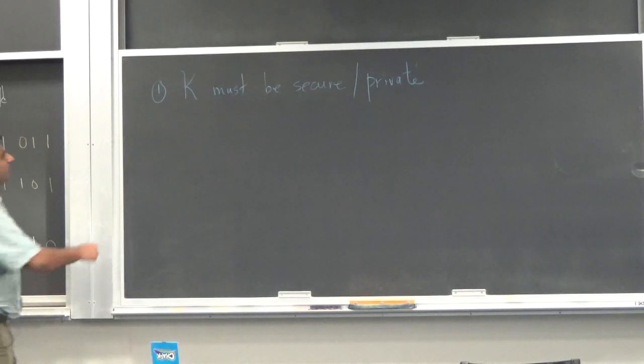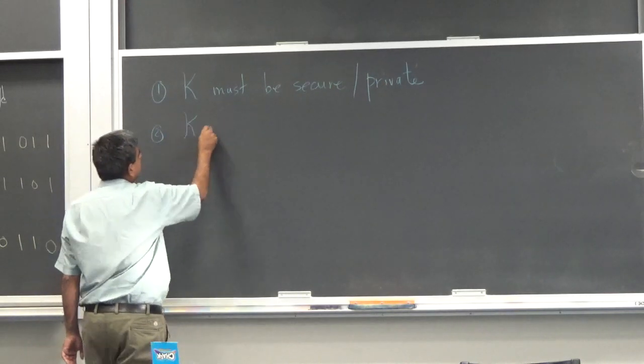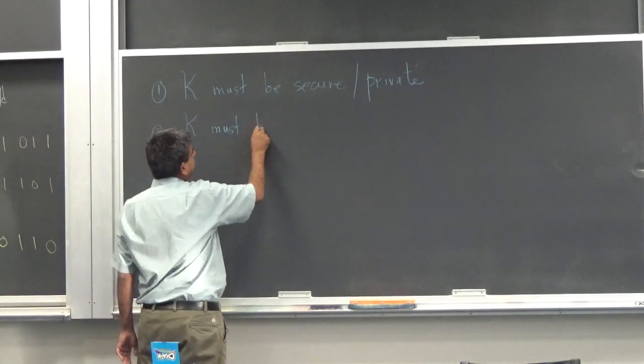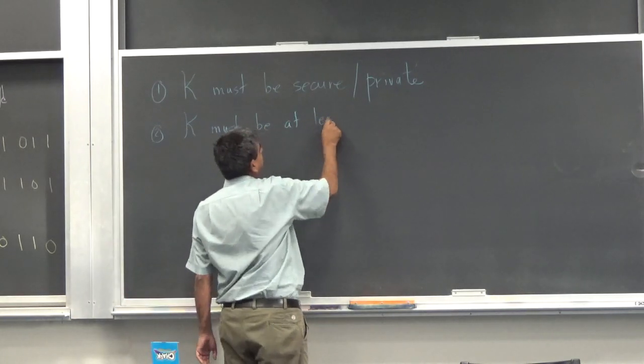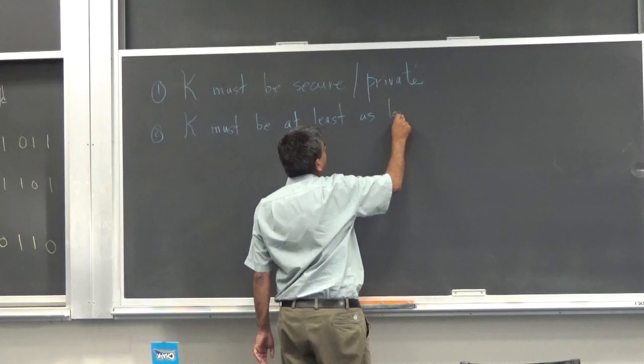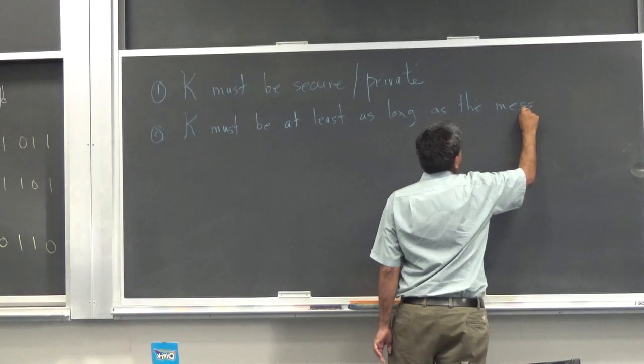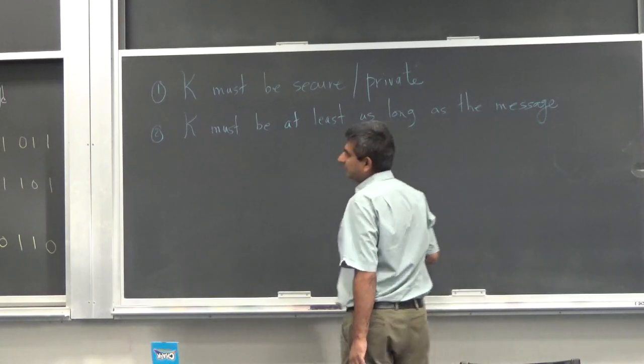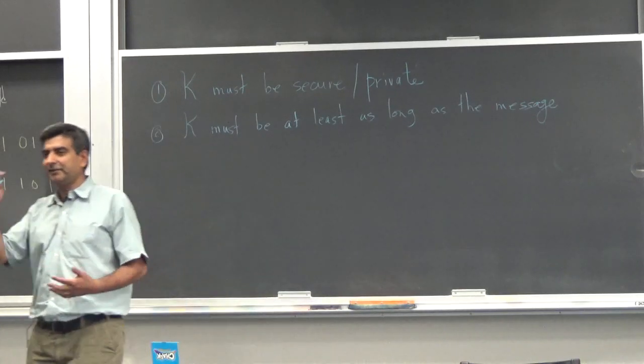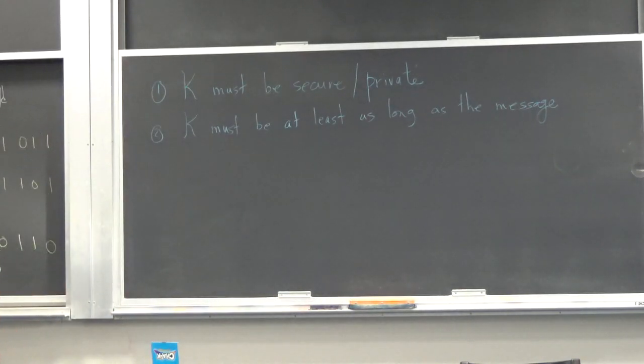Right. So the key must be at least as long as the message. Right? It scales linearly with the size of the message. And, right, so this means the key includes what the key is, what the sequence of strings is, and how we implement it. So the key is everything, it's a process as well.